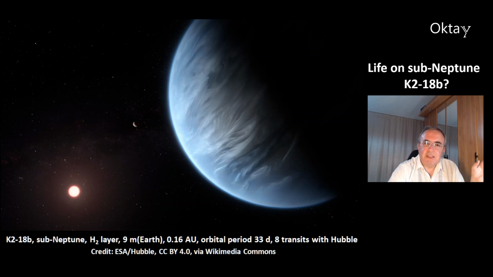This is an artist's image of the other planet, K2-18b, which is a sub-Neptune. It has a hydrogen layer. Its mass is 9 Earth masses. It is at a distance of 0.16 AU. 1 AU is the Earth-Sun distance. And the orbital period of this planet is 33 days. And the Hubble Space Telescope was able to measure 8 transits of this planet.